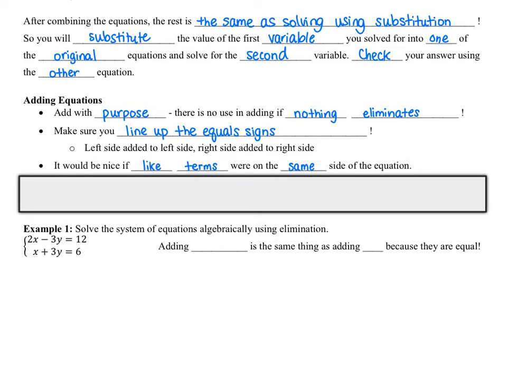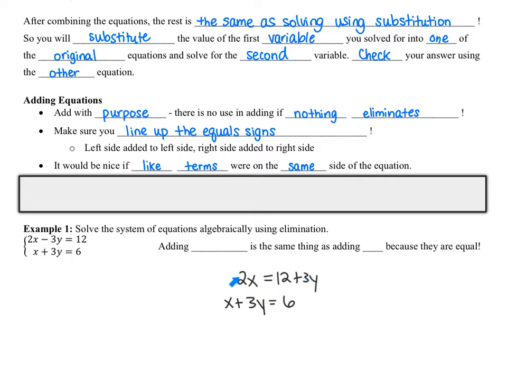And it would be nice if the like terms were on the same side of the equation. So if you were given an equation where, say, this y term was over here, like this, 2x equals 12 plus 3y, and then you were given that other equation like that, you could not add together the 3y and 3y. Even though they're like terms, they're on opposite sides of the equation.